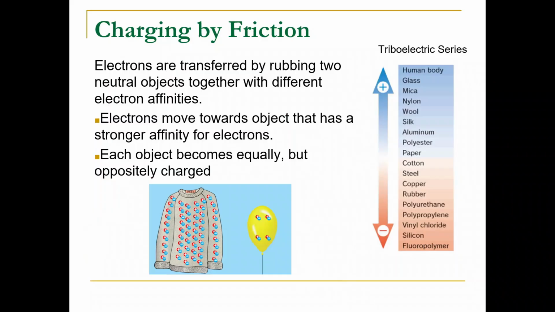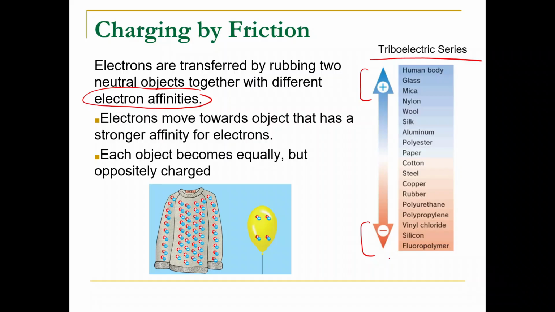So how do we know which objects become positive or negative? Well, it's going to come back down to what you studied in chemistry. Electron affinity is a measure of an atom's ability to attract electrons to it. Every atom, every molecule has a different electron affinity. The list of objects is called a triboelectric series. The objects up towards the top tend to become positively charged. The objects down at the bottom tend to become negatively charged.